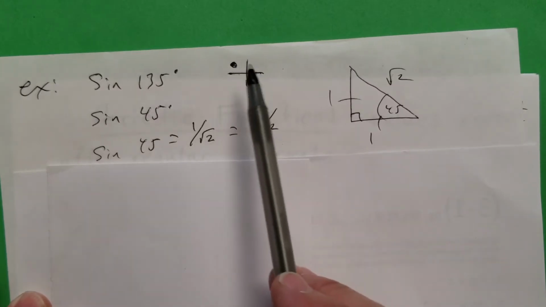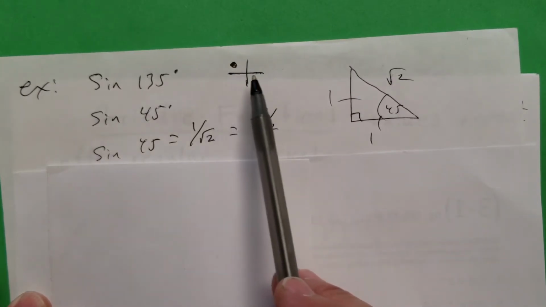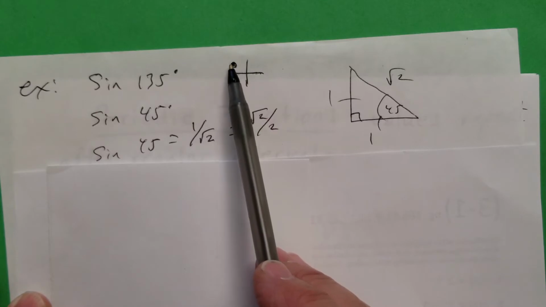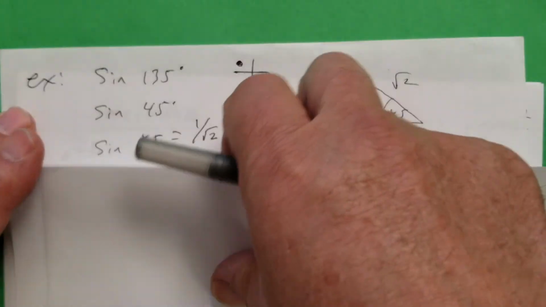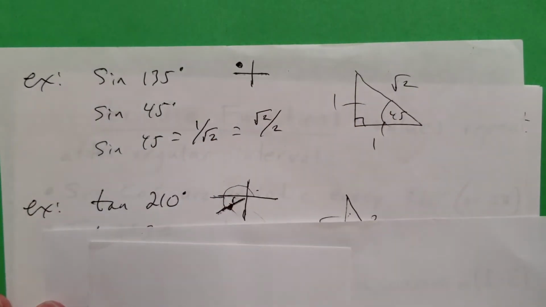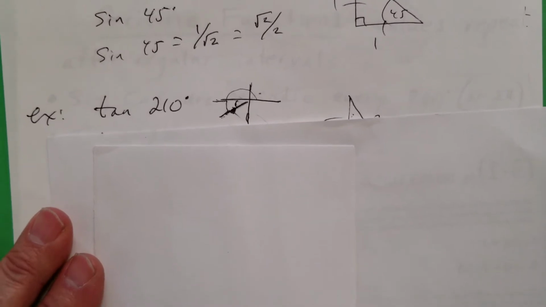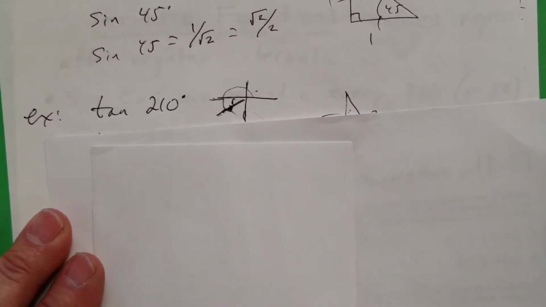Right? Well, let's check. All students take calculus. All students. Sine. Sine is positive here, so it stays positive. I'm done with that. Here's another example. Tangent of 210. Where is 210?